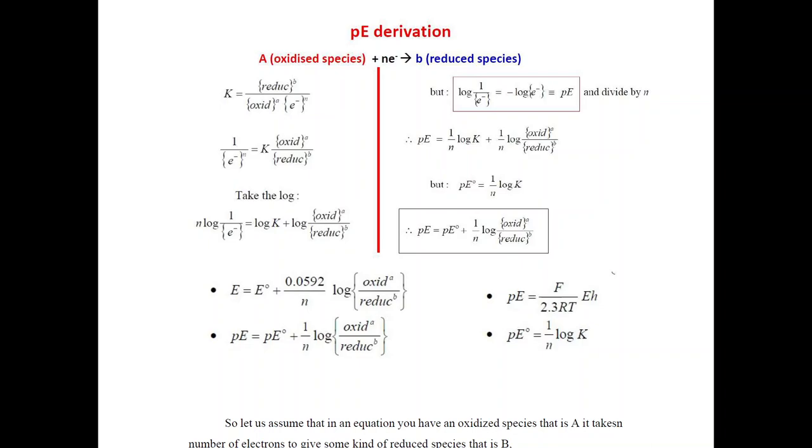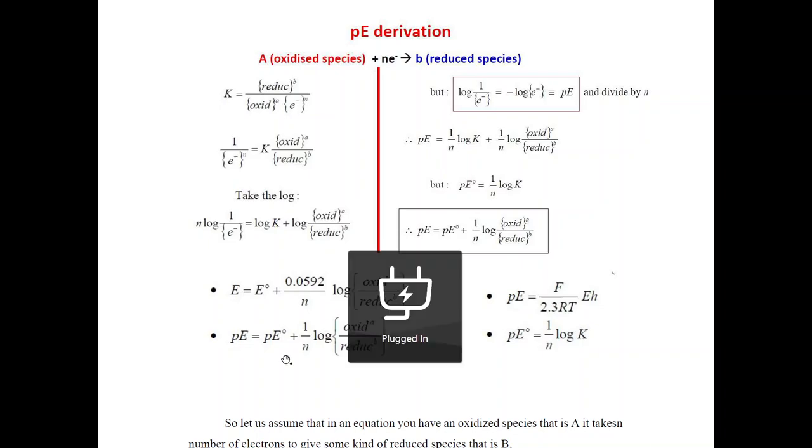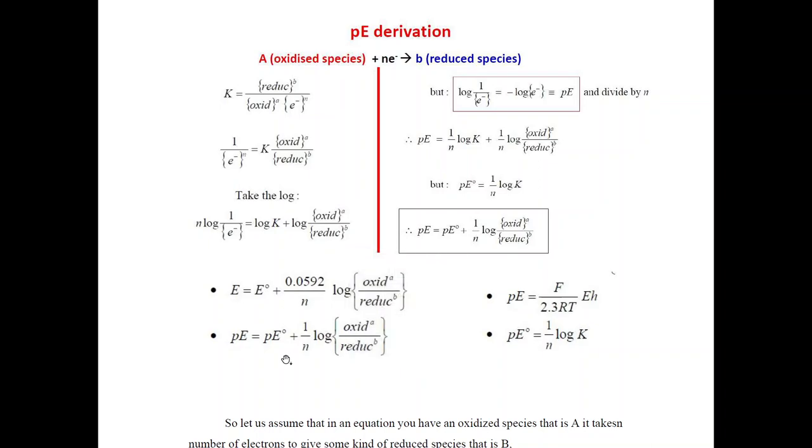pE equals E naught plus 1 over n log oxidized A over reduced B, but you know log of 1 over e- equals minus log of e-, which is pE, and then divide by n, then pE equals 1 by n log K plus 1 by n log oxidized A over reduced B. Now, pE naught equals 1 by n log K, so pE equals pE naught plus 1 by n log oxidized A over reduced B. So pE equals F over 2.3 RT times Eh. Now pE naught is 1 over n log K.